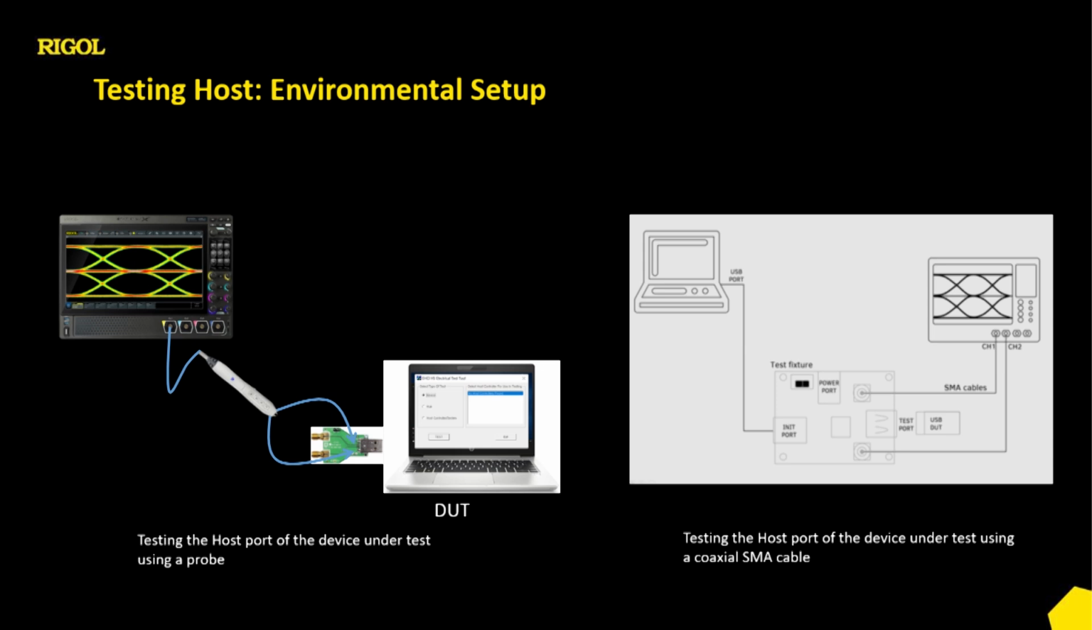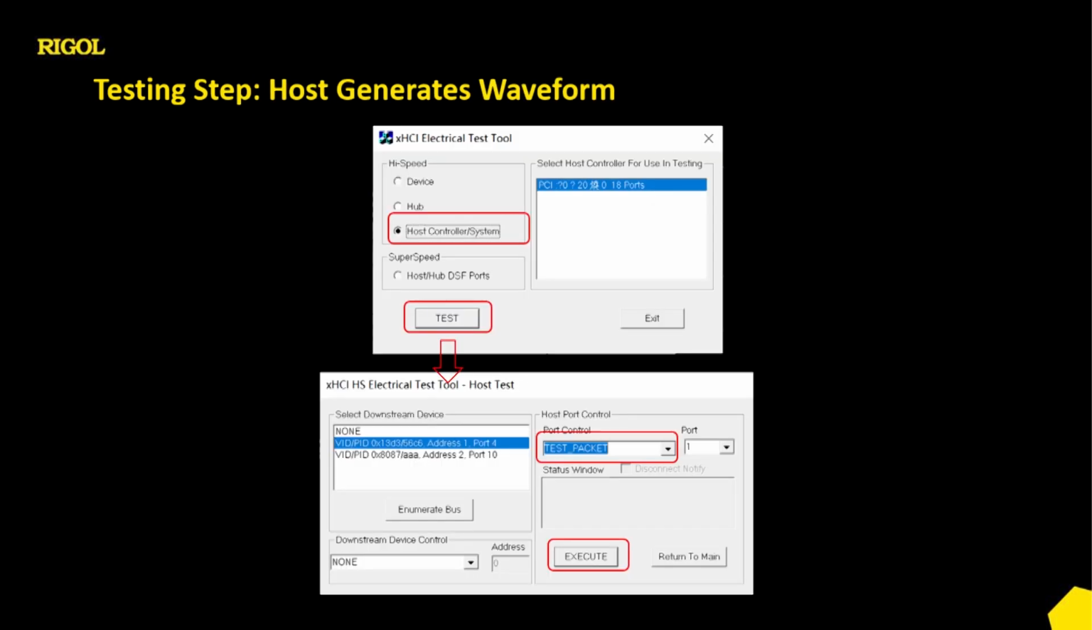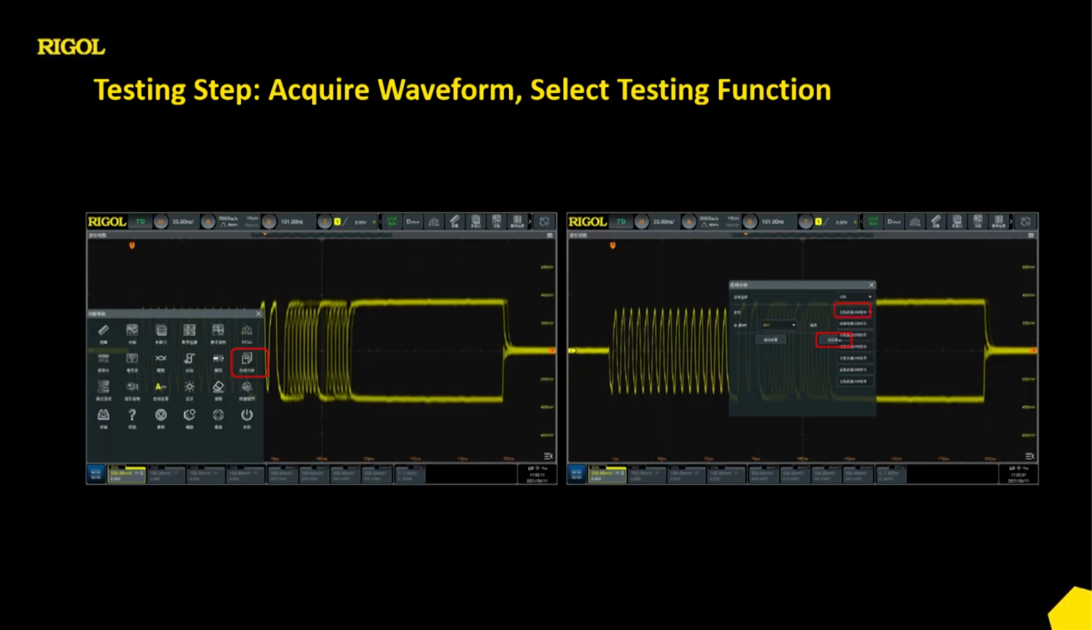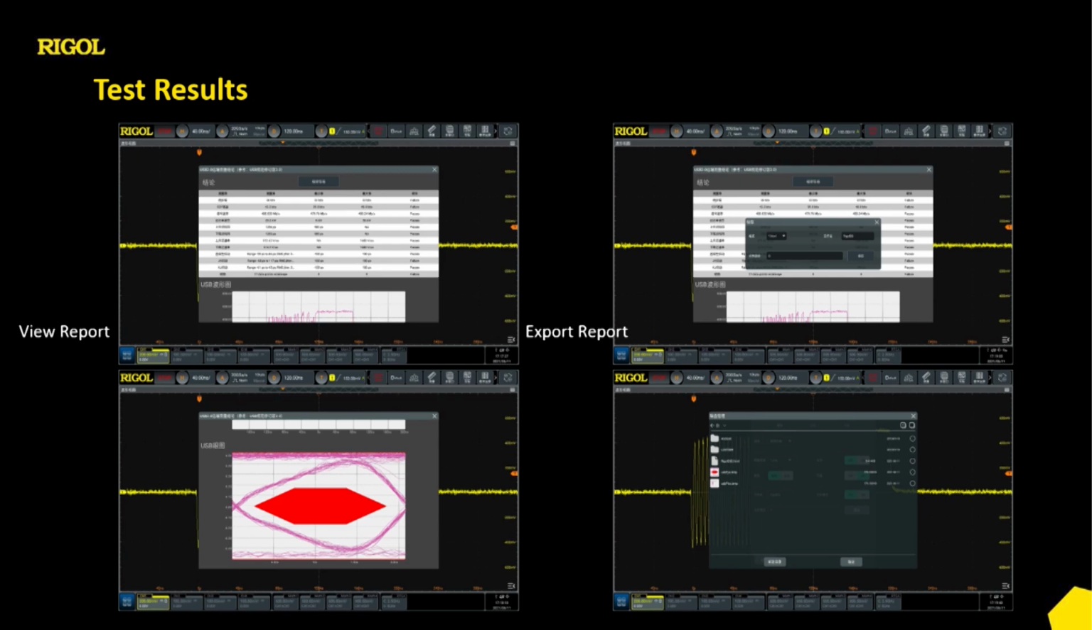In the environment construction part, we first connect the probe to the oscilloscope and calibrate it, then plug the fixture into the USB port of the computer. Next, select host type in the test software, select test packet in port control, and select the corresponding port number to click execute. The probe captures the signal on the fixture. Open the USB consistency test analysis software on the oscilloscope, select the probe's channel and test content, and then click Start Test. When the test is complete, data will be displayed on the oscilloscope with an indication of the passing of each test indicator. We can save the report as PDF or HTML.